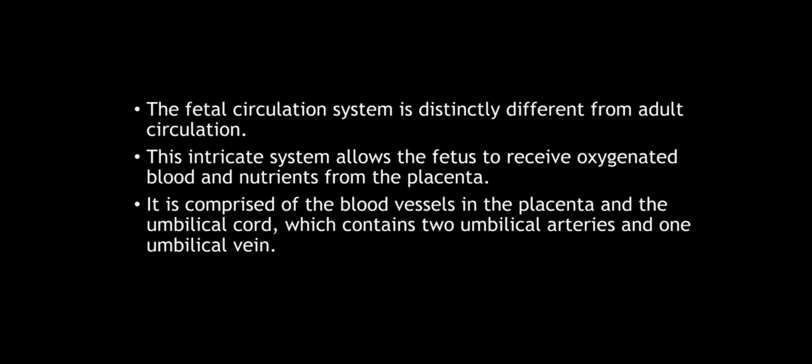This system comprises the blood vessels in the placenta and the umbilical cord. So we need to know that the umbilical cord contains two umbilical arteries and one umbilical vein.